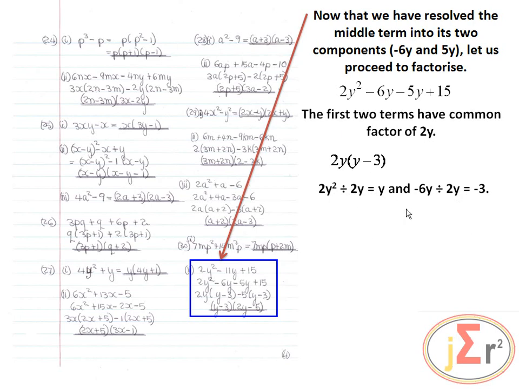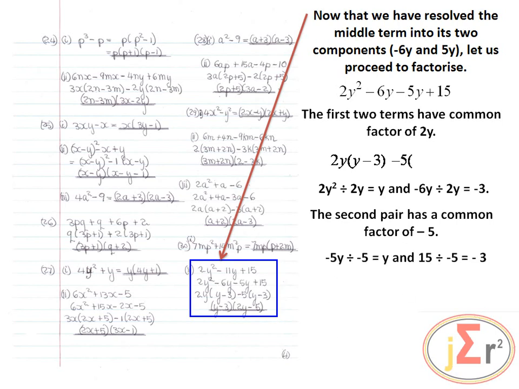So we have y minus 3, and we will proceed by taking the common factor of the second pair. The highest common factor of the second pair is negative 5. So take negative 5. What do we get? Negative 5y divided by negative 5 is equal to y, and 15 divided by negative 5 is equal to negative 3. Negative into negative is positive, and the 5's are gone, and we have a y. Negative into positive is negative, and 5 into 15 is 3, negative 3. So no doubt we have it correctly done right there.